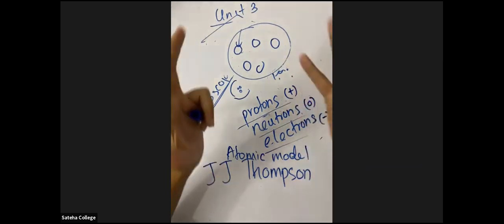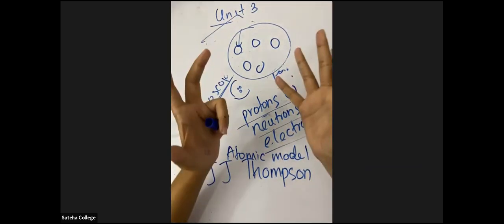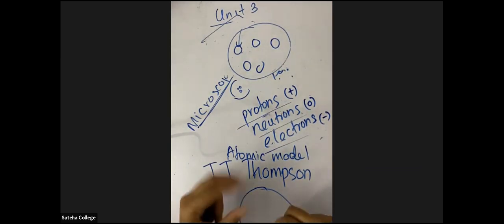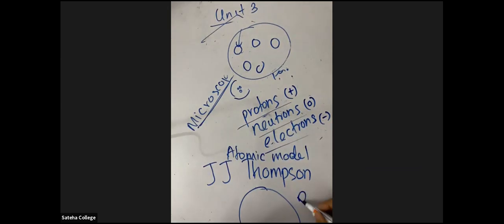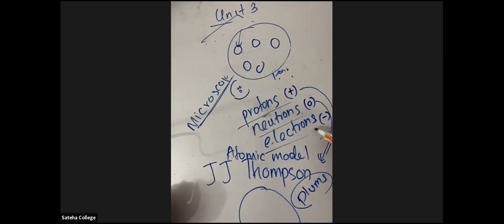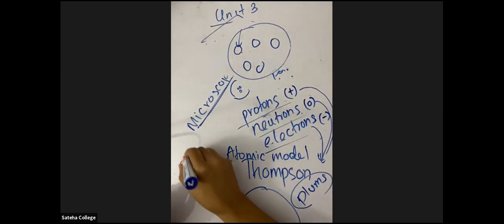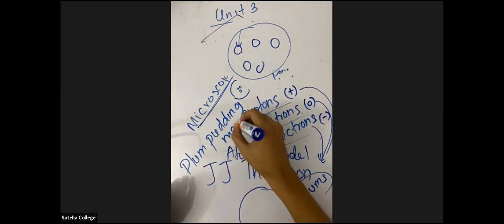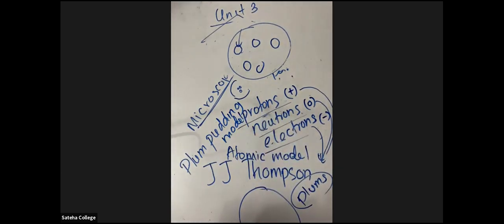He said it's like a pudding. When you make a pudding, what do you insert inside it? You can insert the plums. And he said, who are the plums? Plums are the proton, neutron, and electron. He named this atomic model the plum pudding model.